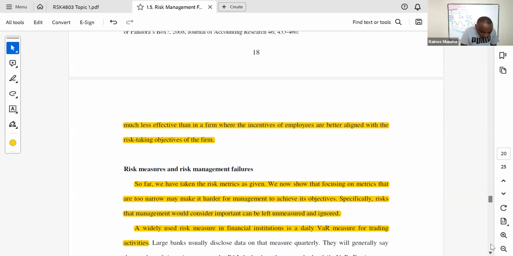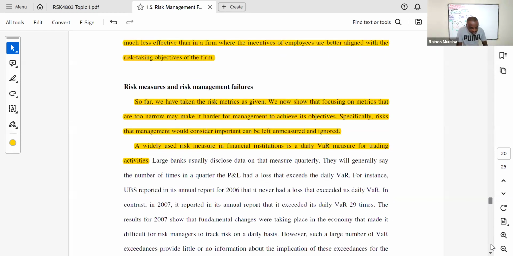So now we look at the last section where we look at risk measures and risk management failures. So at the conclusion, they're basically saying, so far, we have taken the risk matrix as given. We now show that focusing on metrics that are too narrow may make it harder for management to achieve its objectives. Specifically, risks that management would consider important can be left unmeasured and ignored.